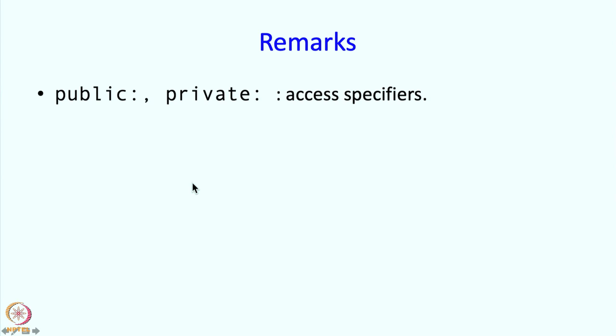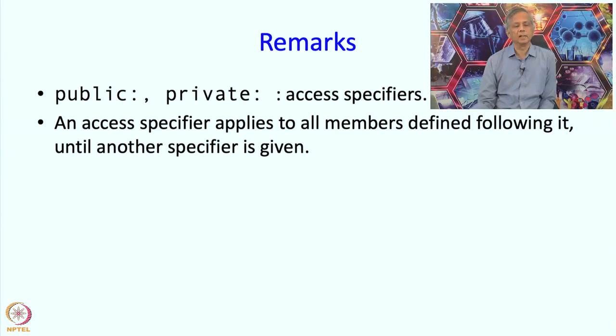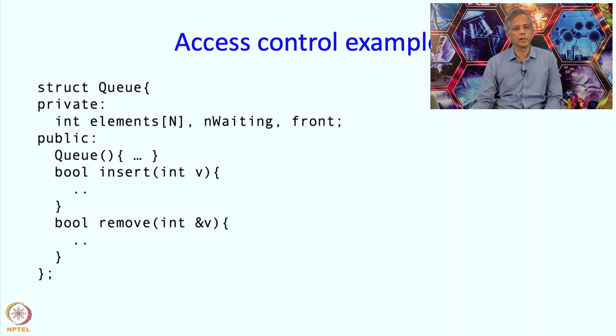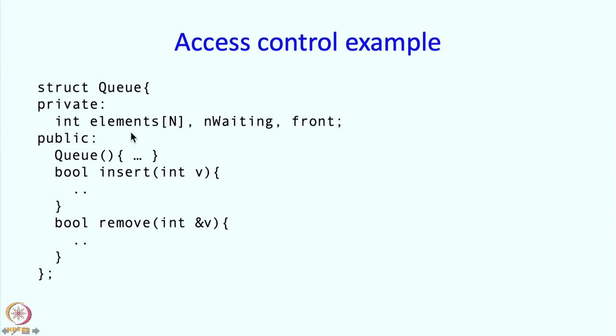So public and private are called access specifiers, and they are written with that colon afterwards. And the idea is simple: an access specifier applies to all members defined following it, members and member functions, until another specifier is given. So in the previous case, elements, inwaiting and front are private, and queue, the constructor, insert and remove are public. These appear after the private access specifier, these appear after the public access specifier.